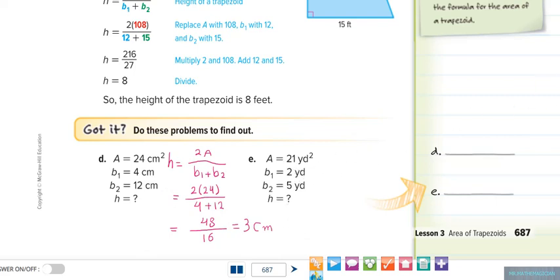Now, let's solve this one. We have the area 21, and base 1 is 2, base 2 is 5, and we need the height. Okay, so the height equals 2 times area, means 2 times 21 divided by the sum of bases, 2 plus 5. So 2 times 21, which is 42. 2 plus 5 is 7. This over sign is like division. So 42 over 7 means 42 divided by 7, which is 6. 6 yards.